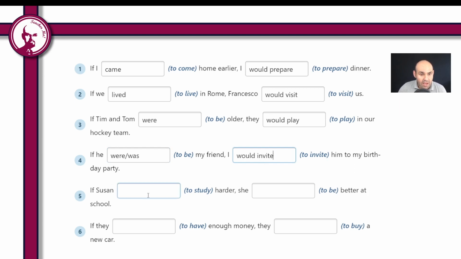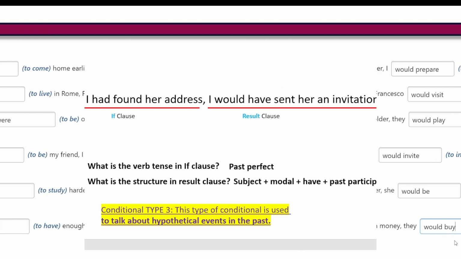Number 5, if Susan studied harder, she would be better at school. If Susan studied harder, she would be better at school. If they, past form of the verb have, if they had enough money, they would buy a new car.